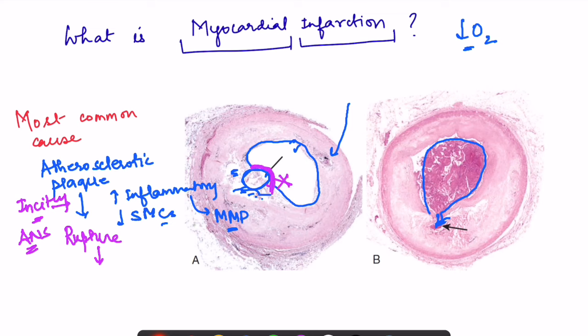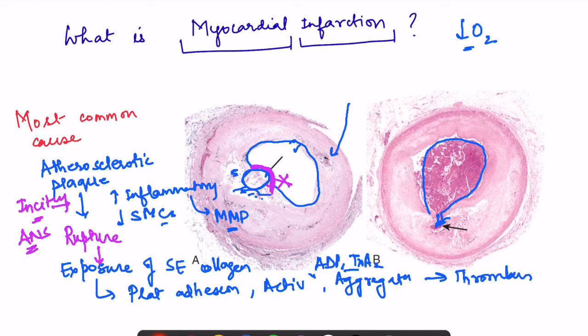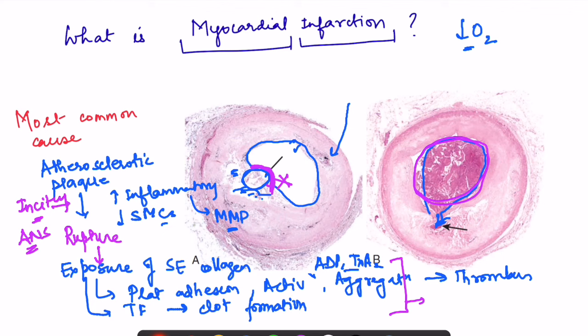So this is ruptured and this leads to exposure of the subendothelial collagen and the lipid material which is present within the plaque. This in turn leads to platelet adhesion. This is the mechanism whenever thrombus formation is occurring: exposure of subendothelial collagen, platelet adhesion, activation, aggregation. There will be activators of the platelets which are released, that is ADP and thromboxane A2. They lead to platelet activation and aggregation. So this is the thrombus which is formed. Also there is release of the tissue factor and this leads to clot formation. So this is the mechanism of thrombus formation. This ultimately leads to acute blockage of the vessel and hence leads to myocardial infarction.